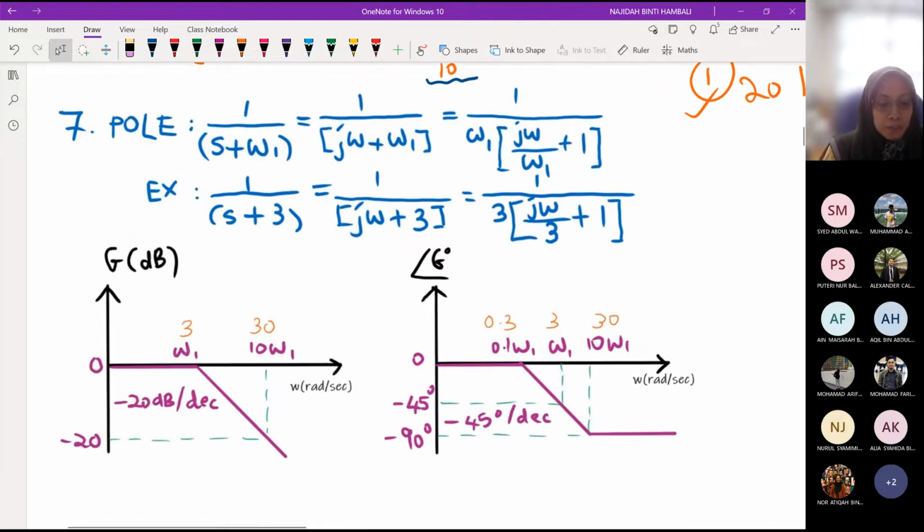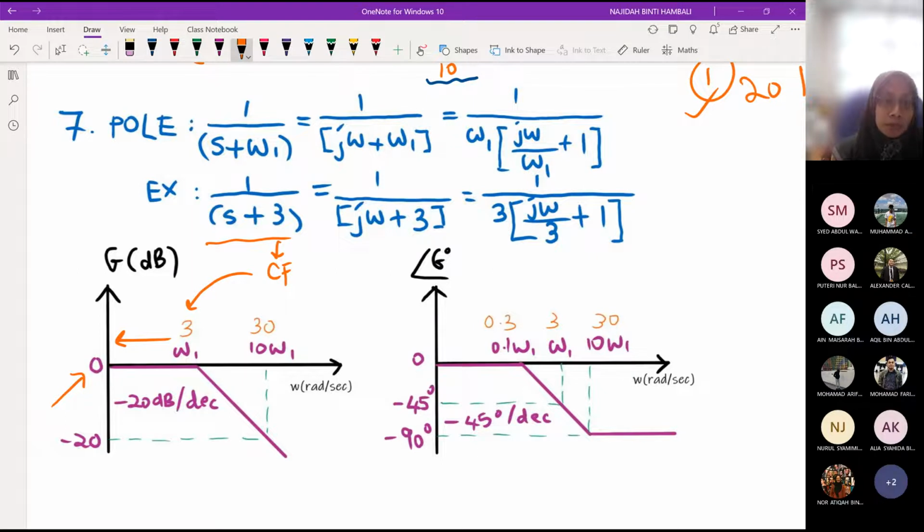So for theory number 7, you have a pole. This is not a pole at origin, not a double pole at origin, but a pole. For example, we have 1 over S plus 3. So 3 is our cutoff frequency. Since this is a pole, this is your cutoff frequency. Lower than the cutoff frequency, the slope is 0 dB per decade. The starting point for theory number 6, theory number 7, and so on is zero.